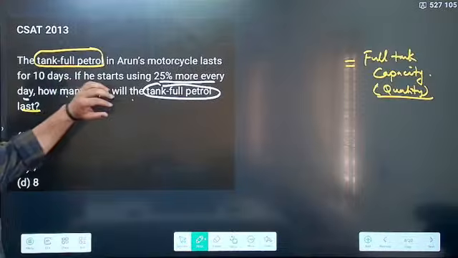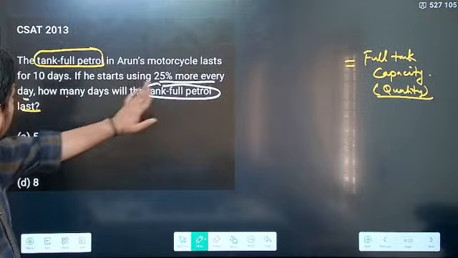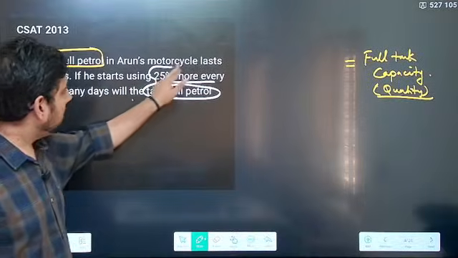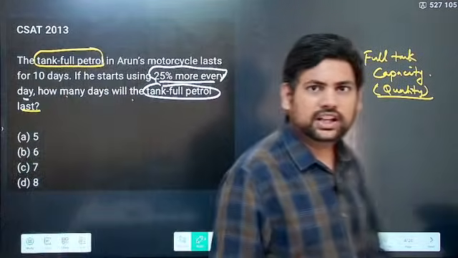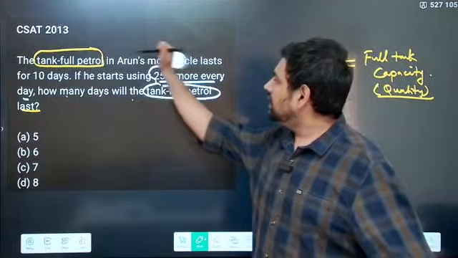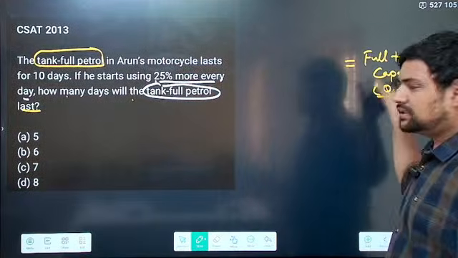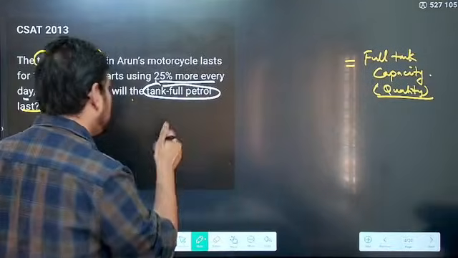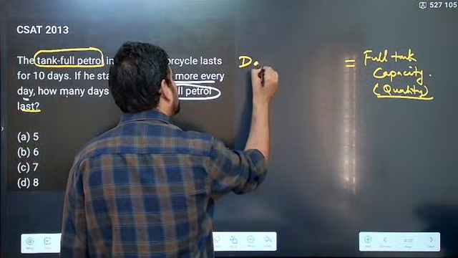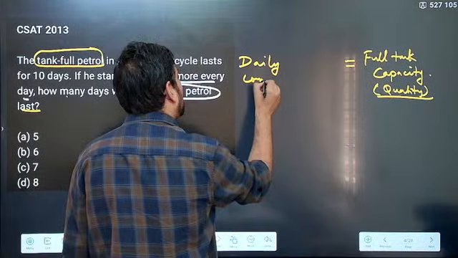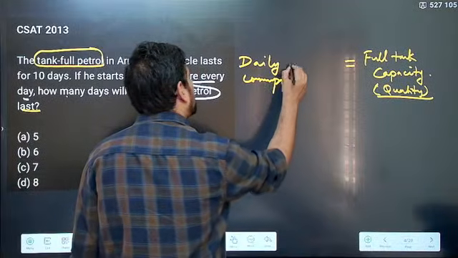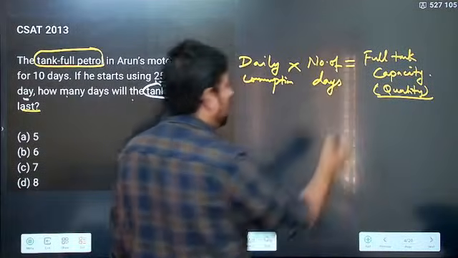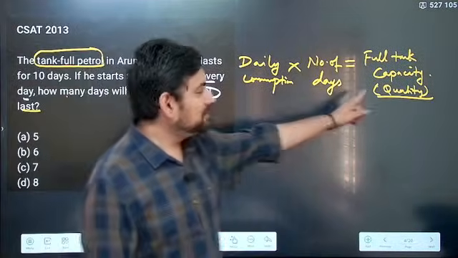Now what is changing? Just see this. Arun's motorcycle lasts for 10 days. Okay, if he starts using 25% more every day. Now what are the two quantities here? What is this full tank capacity equal to? Whatever Arun consumes in a day, that is his daily consumption, into number of days, is equal to full tank capacity.